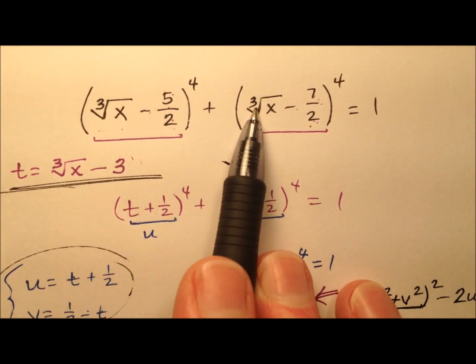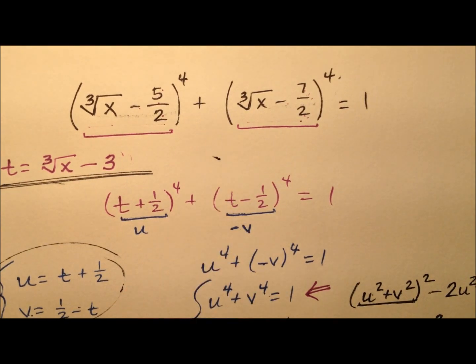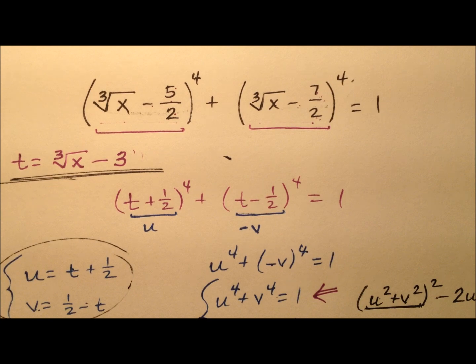It contained a couple of cube roots and a couple of expressions that we were raising to the power of 4. We added them up and we said it equaled 1. So those two solutions again were 125 over 8 and 343 over 8.